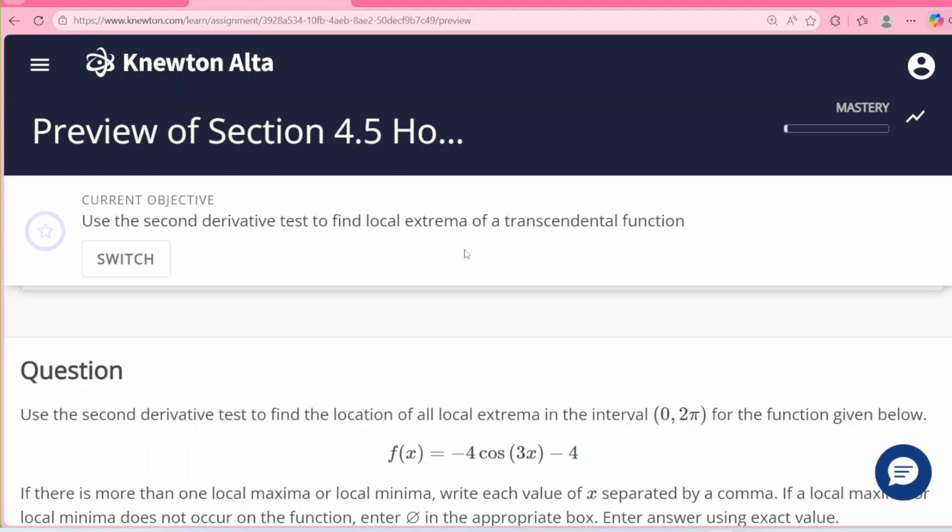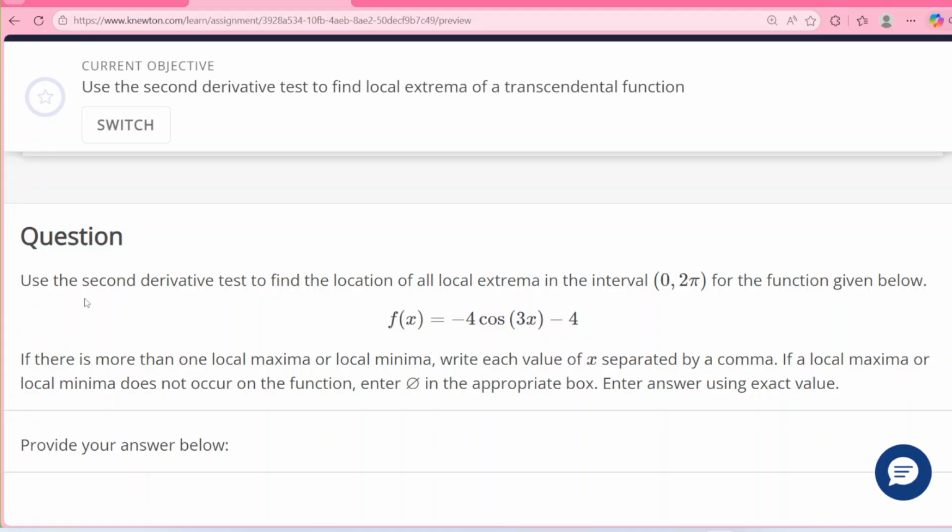All that stuff was algebraic. This is non-algebraic stuff. Anyway, so here, use the second derivative test to find the location of all local extrema in the interval from 0 to 2 pi, right? Just between 0 and 2 pi, though, not including 0 or 2 pi, for those are parentheses. So look, we're asked to find the location. So that's the x values, right? Where do they occur? Where will these hills and valleys occur?